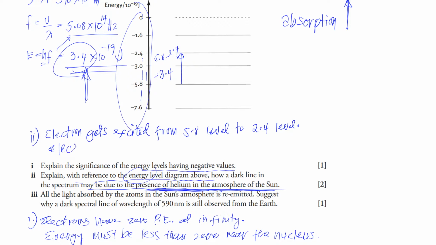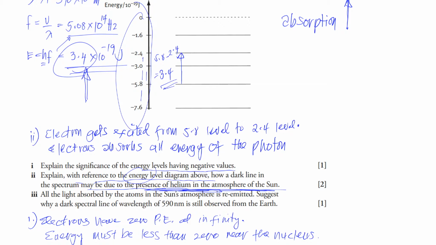Electron absorbs all energy of the photon, which is 3.4 times 10 to negative 19 joule, the one we calculated in letter A.